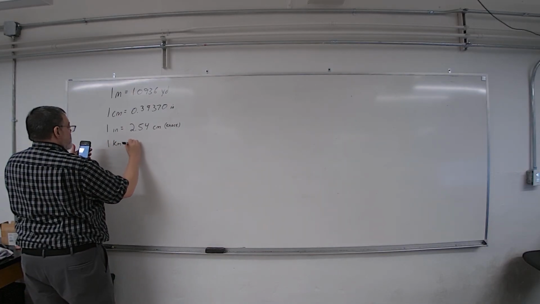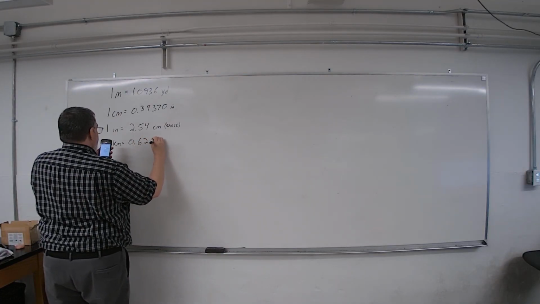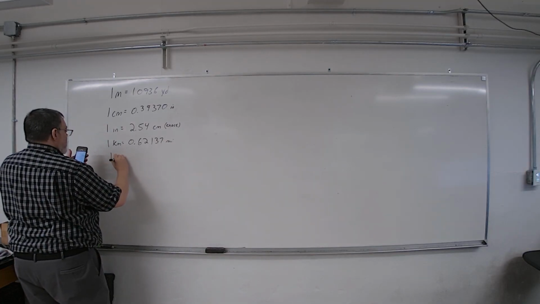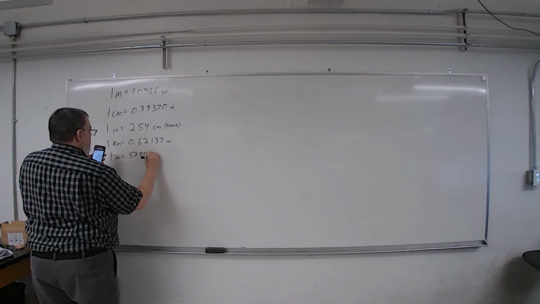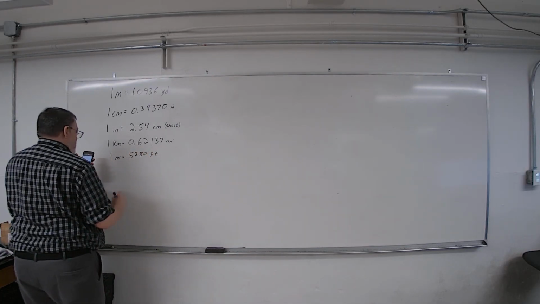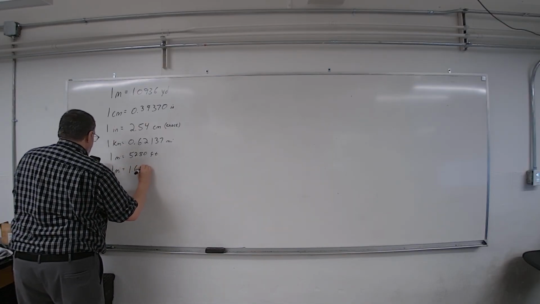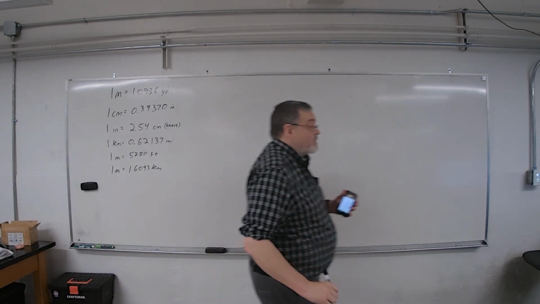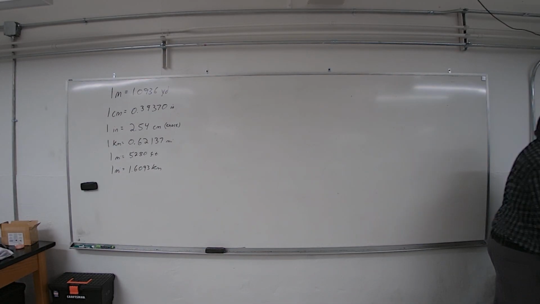But I want to do a section on conversion factors. Miles. And 1 mile equals 1.6093 kilometers. I'm going to skip the angstrom for now. So I have what I need on the board.